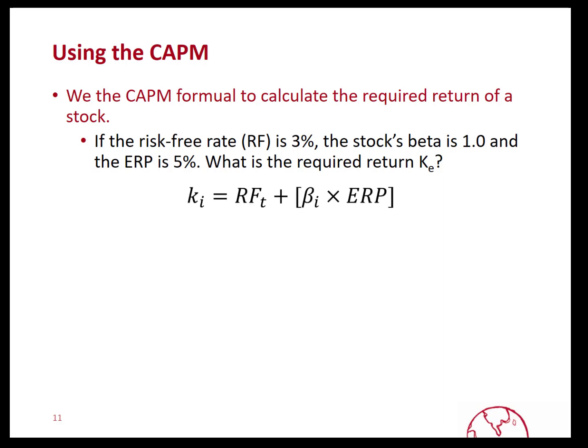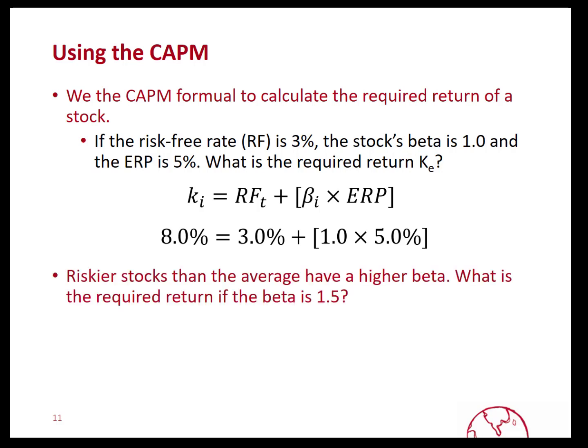Okay, here's the formula. All we do is plug in the inputs. We see that if you add 3% plus 1 times 5%, you get that the required return on the stock should be about 8%. This, in fact, is the average return on the overall stock market over longer periods of time. Notice that if beta goes up, then the expected return goes up.